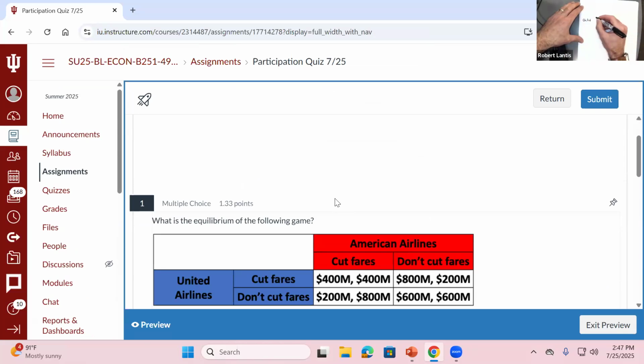So we've got United. They can either cut fares or not cut fares, right? And American has the same idea. So this is like a price setting example, right? Cutting fares means that I now have the cheaper flights. If I don't cut fares, mine remain higher. So I'm going to write these down, and I'm going to ignore the millions. I'm just going to use the values. It won't change anything, right? It just changes how many trailing zeros we have.